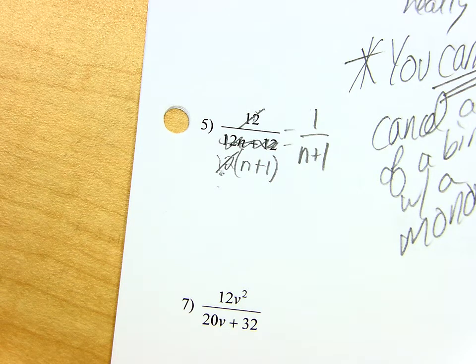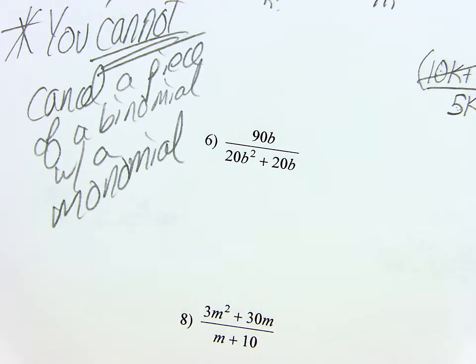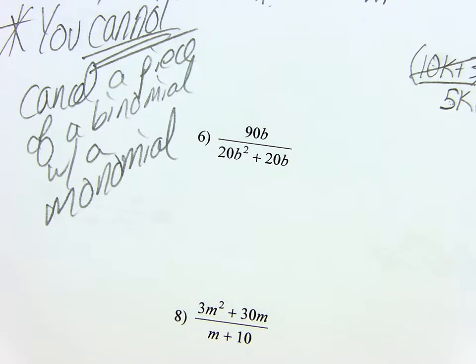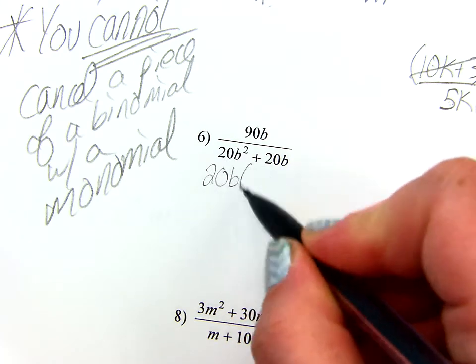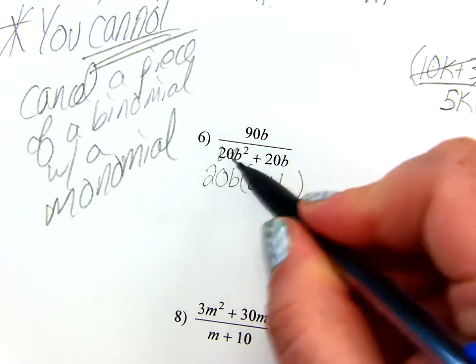Any hoosers, I'm on 6. I don't know where you all are, but 6. Let's see. Oh, my lid is falling apart. Here we go. 6. What do I do in the numerator? Nothing. Denominator, I can take out 20b. And what would be left? b plus 1, right? That's it.